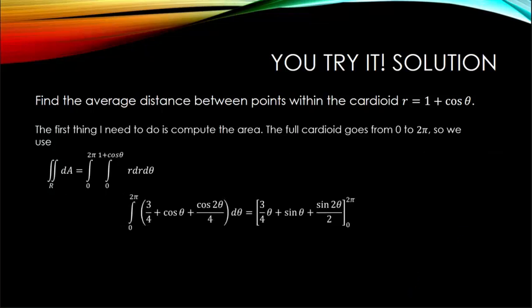Plugging that expression in for my integrand in the outer integral gives me the integral from 0 to 2 pi of the quantity 3/4 plus cosine theta plus cosine 2 theta over 4 d theta. When I integrate that, I get 3/4 theta plus sine theta plus sine 2 theta over 8 evaluated from 0 to 2 pi. I plug in those values and simplify, and I get 3 pi over 2 as my area for the region of integration.